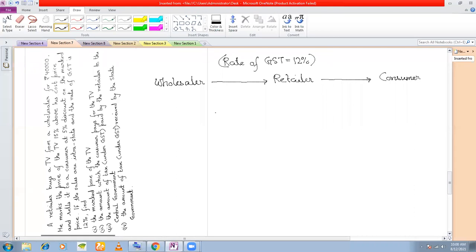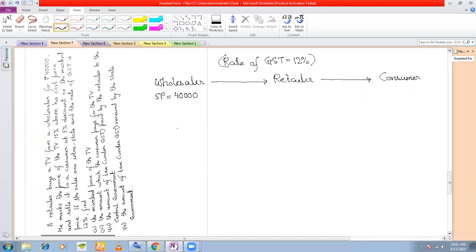Now, our next job is to find out the selling prices of the wholesaler and the retailer. So let us read the question again in order to find out the selling prices. A retailer buys a TV set from a wholesaler for rupees 40,000. That means the selling price of the wholesaler must be 40,000 because the retailer is buying from the wholesaler for rupees 40,000. So this must be his selling price.